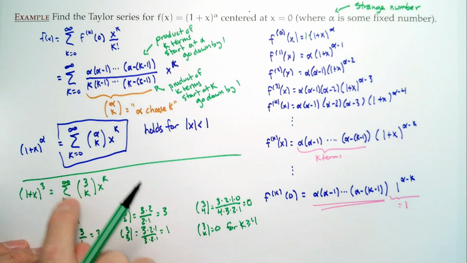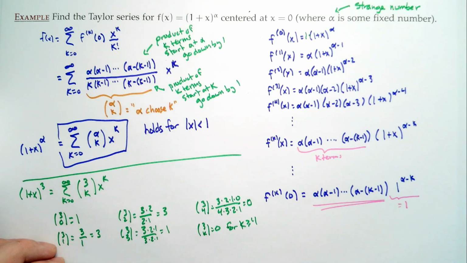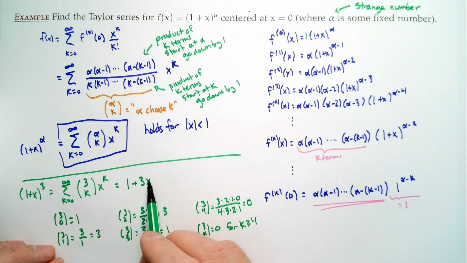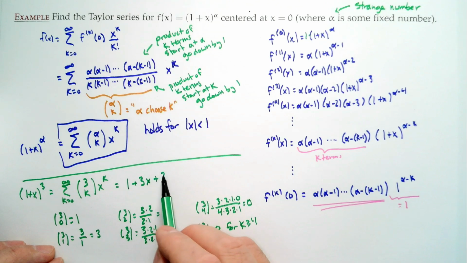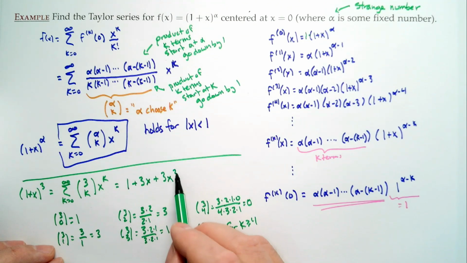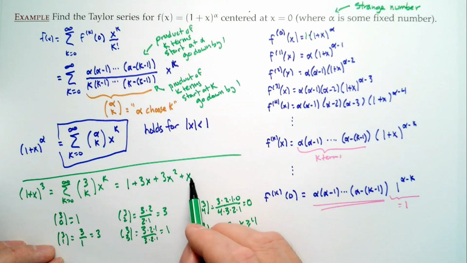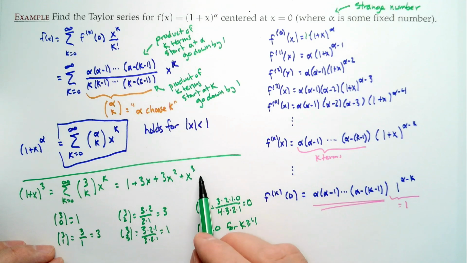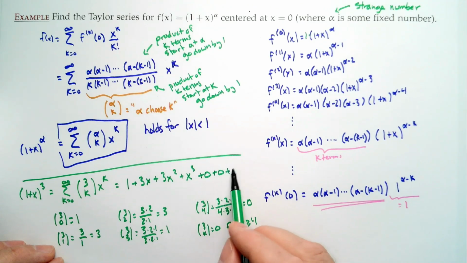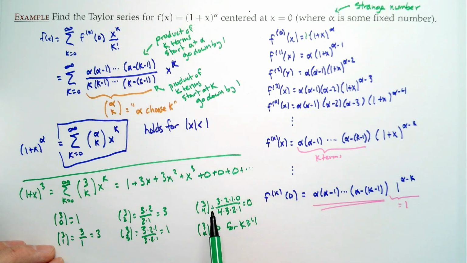So even though it looks like it's an infinite sum, most of the terms are 0. So what we end up with is, for k equals 0, you get 1 times x to the 0, which is 1. K equals 1, 3 times x. K equals 2, 3 again, x squared. K equals 3, and then you get 1 x cubed. And then plus 0, plus 0, plus 0, and so forth and so on. So that's what you end up with.